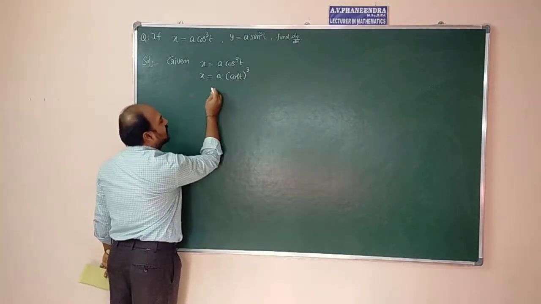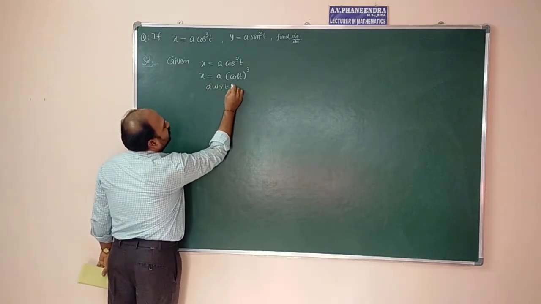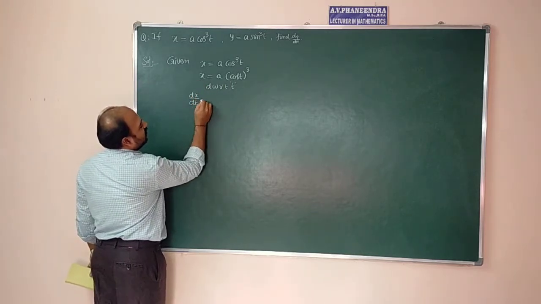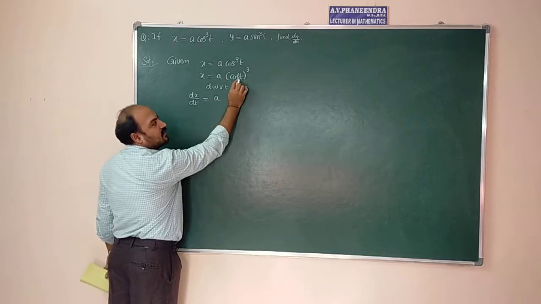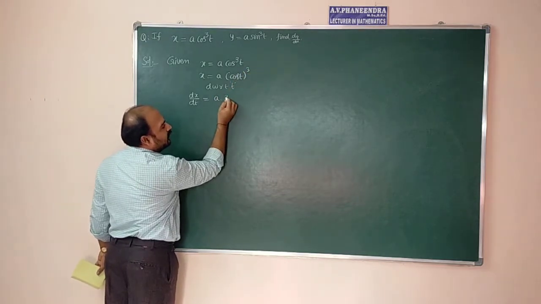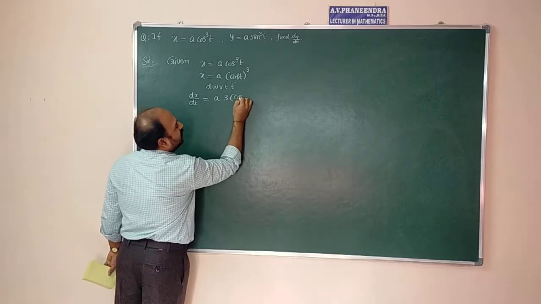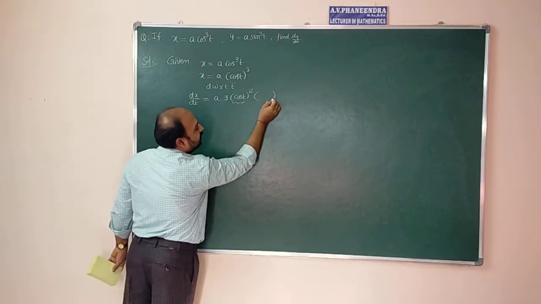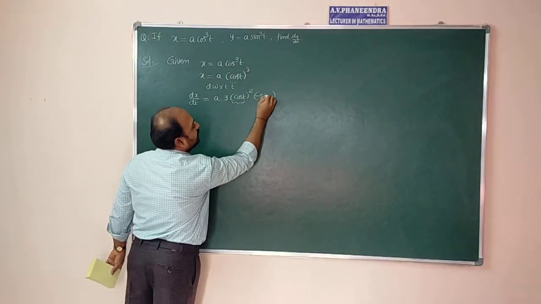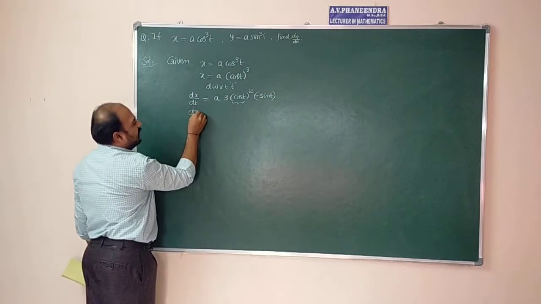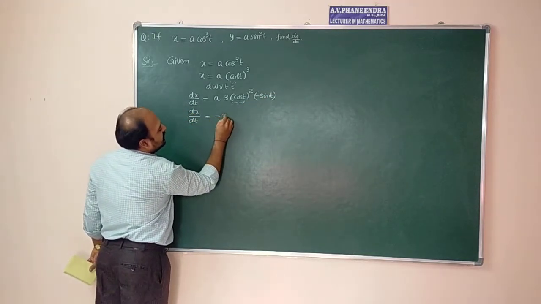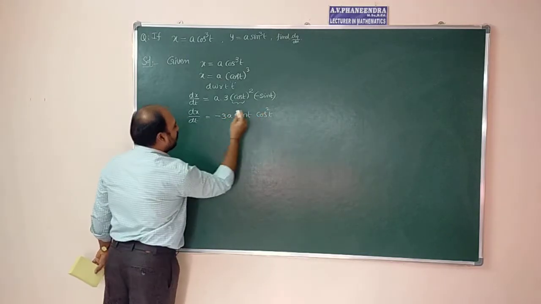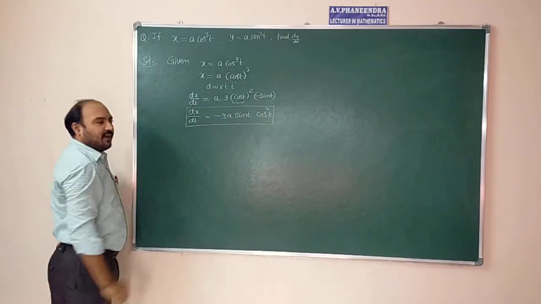So here x in terms of t is there. Differentiate with respect to t. Therefore the x derivative, dx by dt, is equal to a into, it is in the form of f of x whole power n. So n is equal to 3: 3 into cos t whole power 3 minus 1. Again cos t you have to differentiate: d by dt of cos t is minus sin t. Therefore dx by dt is equal to minus 3a into sin t into cos square t. This is the value of dx by dt.